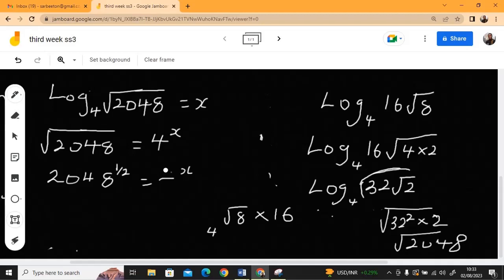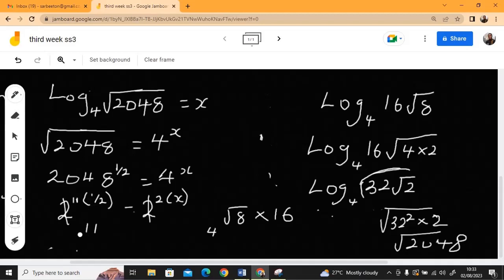Now what we are going to do is, this 2048 I can make it 2 raised to the power of 11, which should give us 2048. Then you have 1 over 2 here also, which we are going to use to multiply. Then this 4 will be 2 raised to the power 2, which gives us 4. You have x here also, right? Now this 2 can cancel out this 2. 11 times 1 over 2 is what?